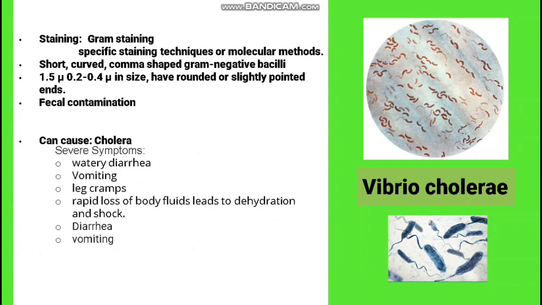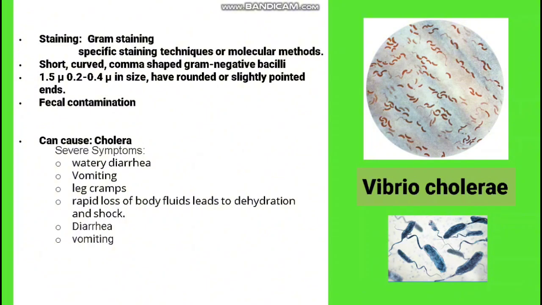Next slide is Vibrio cholerae. Vibrio cholerae can be stained using gram staining, but they are often detected using specific staining techniques or molecular methods. Under the microscope, Vibrio cholerae is a short, curved, comma-shaped, gram-negative bacillus. They measure about 1.5 microns by 0.2 to 0.4 microns in size. They have rounded or slightly pointed ends, and they are a natural inhabitant of aquatic ecosystems worldwide.